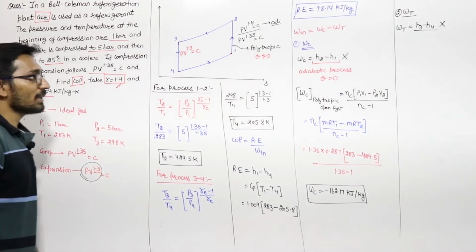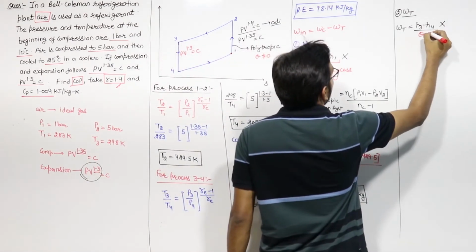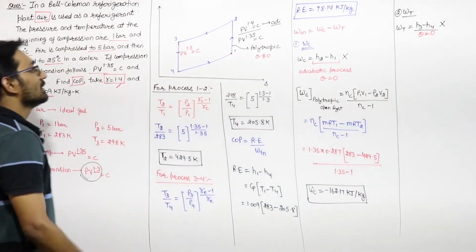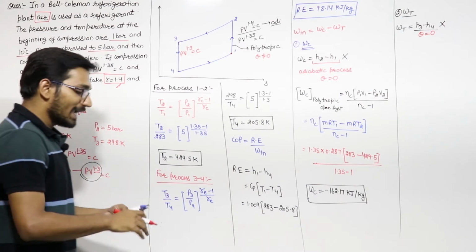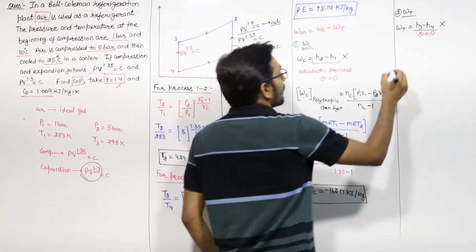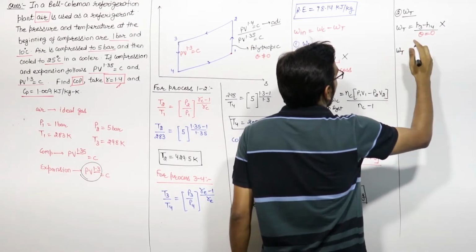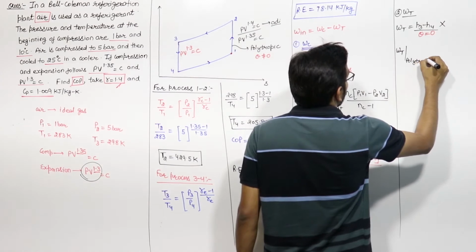It is a polytropic process. Just make sure that it is a polytropic process. For using this formula, heat transfer must be 0, but this is a polytropic process, so the heat transfer is not 0. So you cannot use this formula H3 minus H4. Again, we have to use the formula for work done for a polytropic process.